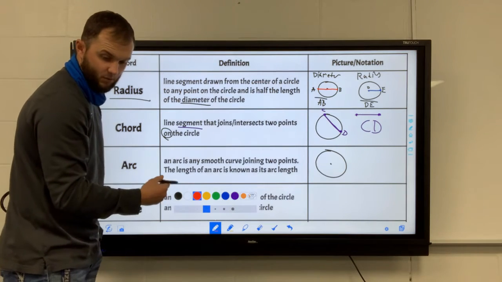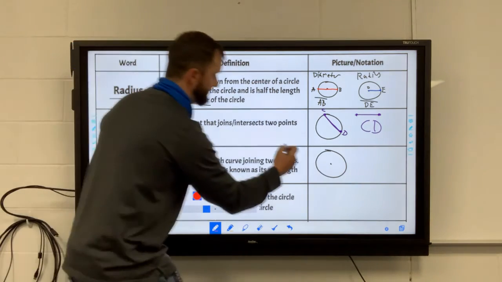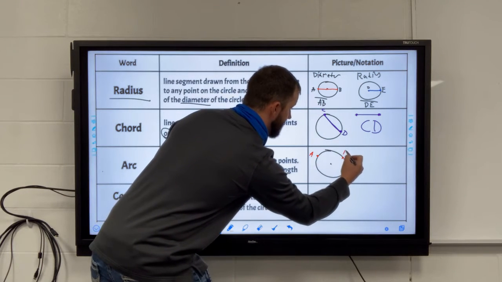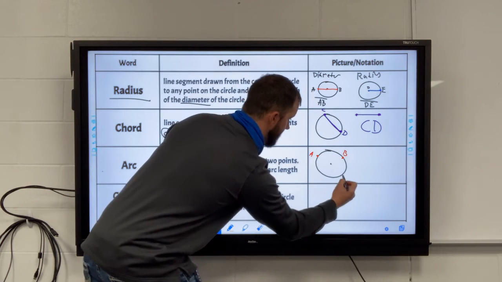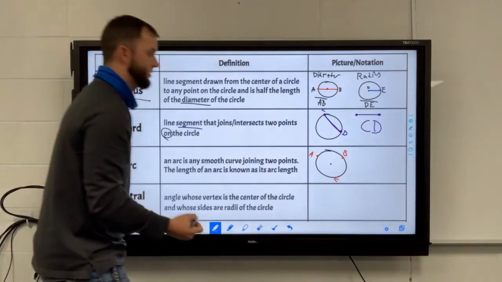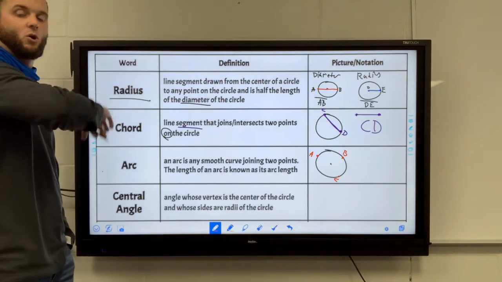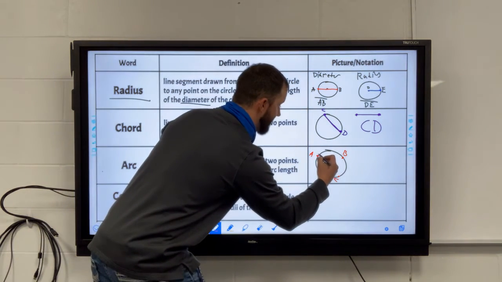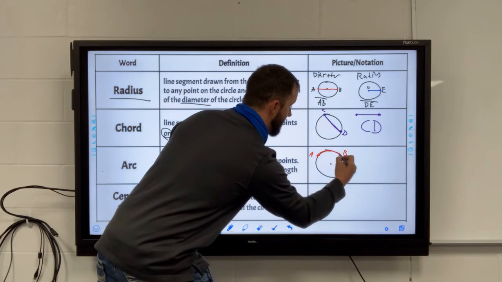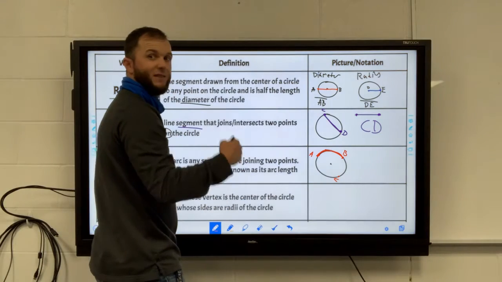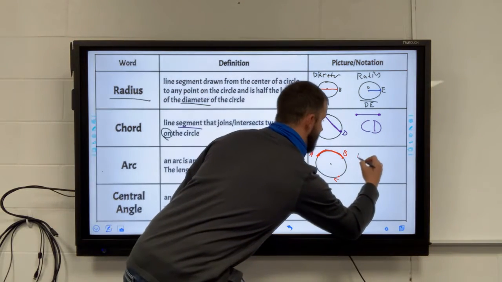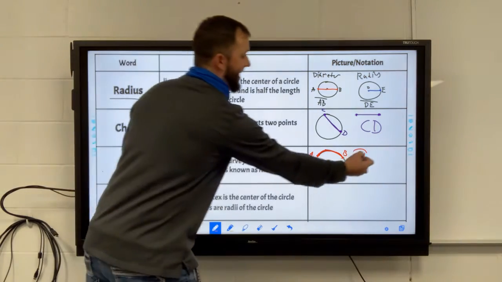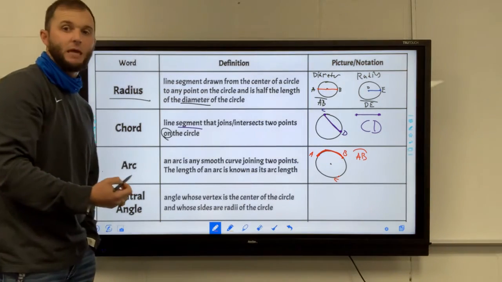So I'm going to call this point A right here. I'm going to call this point B. I'm going to call this down here point C. So any measurement outside that circle connecting those 2 points is called an arc. So for instance, if I wanted to reference from point A all the way to point B, I wanted to reference that curve, this is how I'm going to write it. I'm going to write it AB with an arc above it. So right there, ladies and gentlemen, that is telling me arc AB, okay?